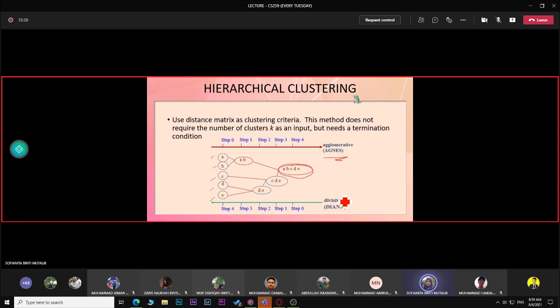Okay, and in comparison to that is divisive, which is known as DIANA. DIANA will act differently, meaning that from a big cluster, it will divide the data into different clusters. At the end, each of the objects will belong to one cluster. Okay, so what we are going to discuss will be one of the methods. We are not going to cover all. One of the methods, which is agglomerative or AGNES.